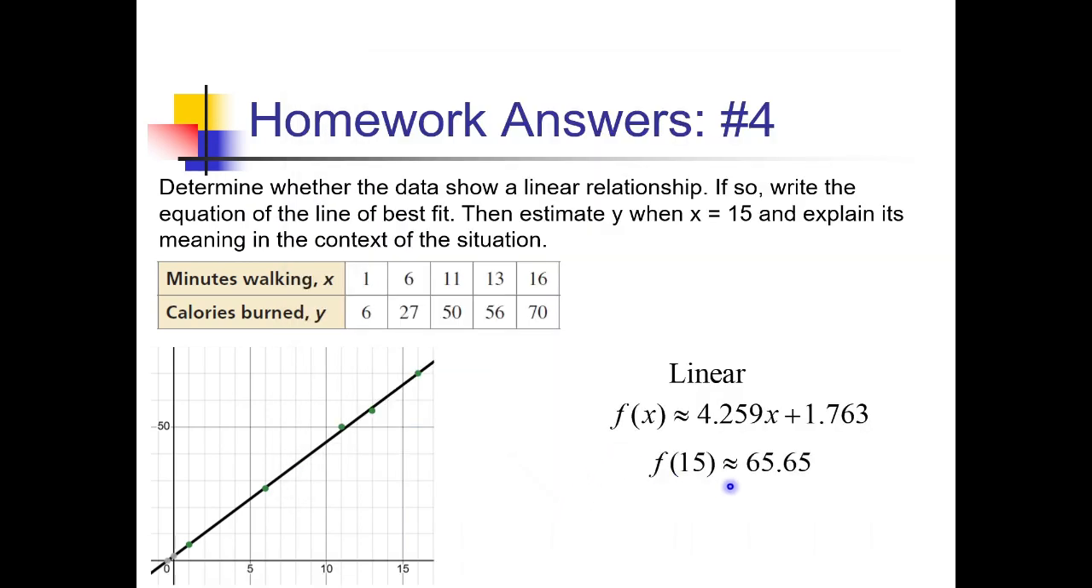Now they want us to interpret what this actually means. So the x values are minutes spent walking, the y values are calories burned. So if I plug in 15 and get this back, that means that after 15 minutes of walking, I've burned roughly 66 calories.